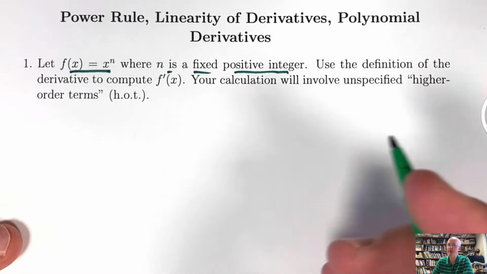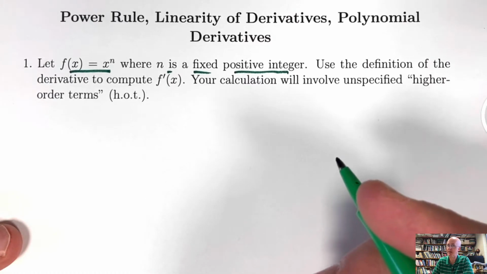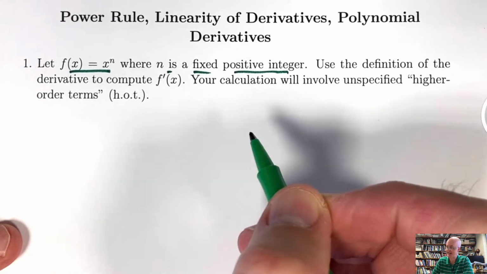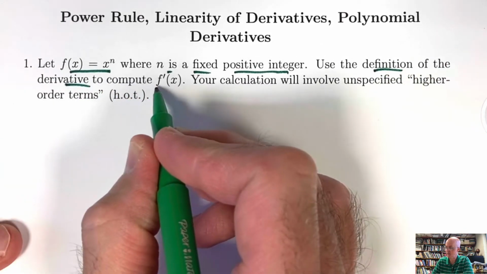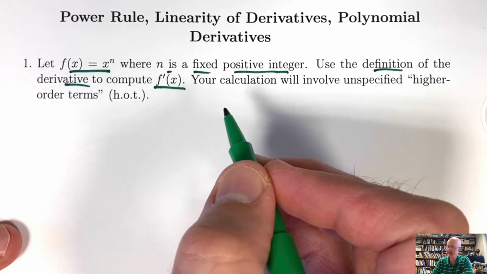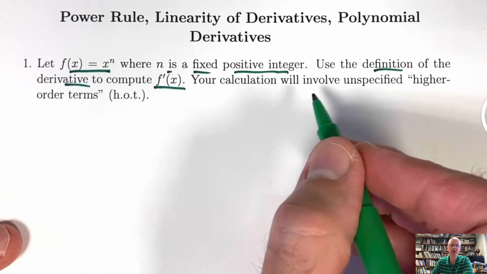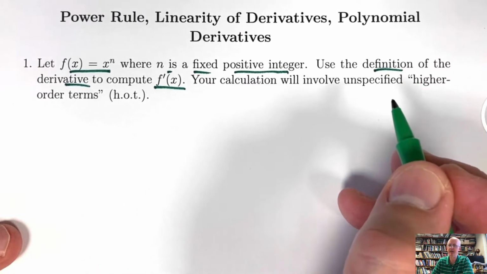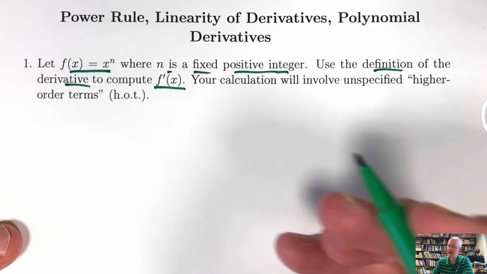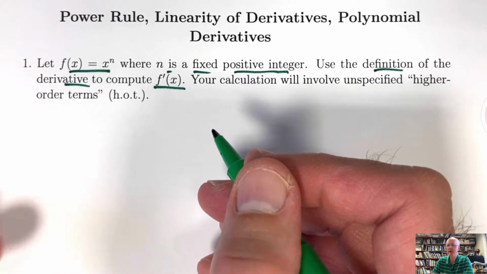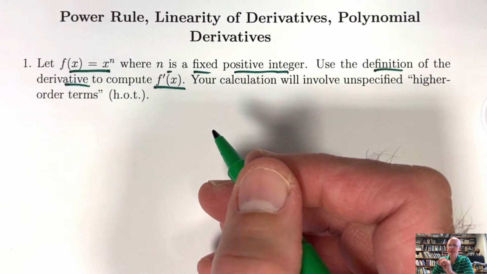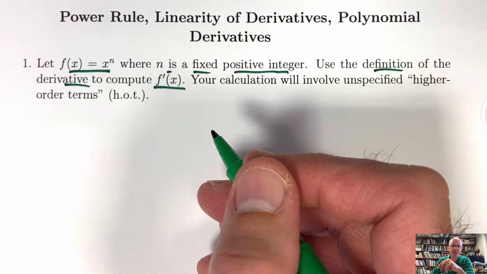We can derive the power rule in those situations, but it's harder. This is the easiest kind of situation. We want to use the definition of the derivative to compute the derivative, f prime of x. A little bit of extra directions. Your calculation is going to involve unspecified higher order terms, HOT, or hot for short. We do need to know a little bit about the binomial theorem to specify them a little bit, but we won't say completely what they are. We won't talk about the binomial theorem in its full generality.